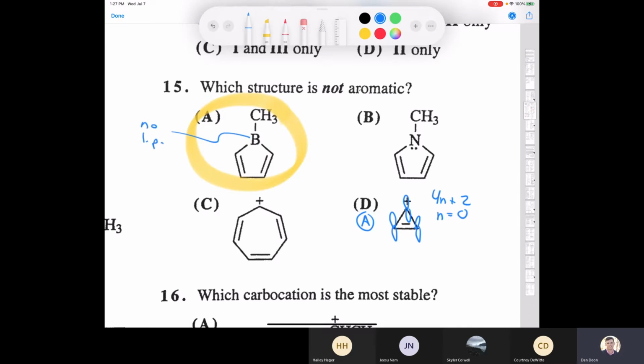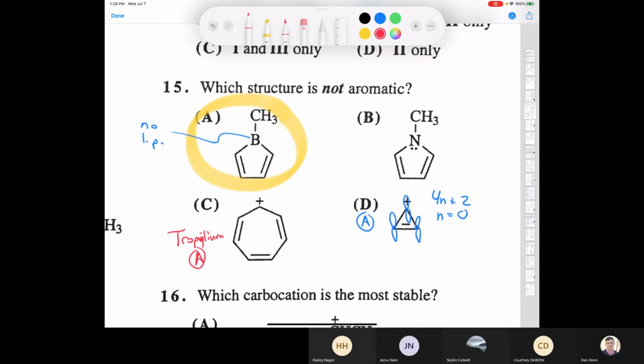Whereas C and B are both aromatic. So this one is called the tropylium cation. Am I spelling that correct? I don't know. I gotta double check. Yeah, it's with a Y. That's what I thought. There we go. The tropylium cation is aromatic.